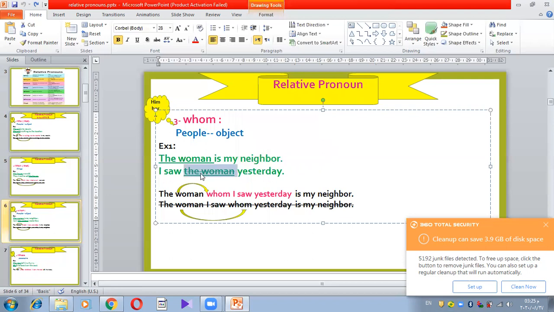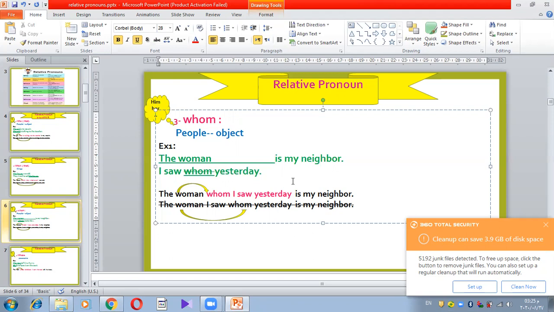So if you are gonna remove person or people in the object position, you are gonna use what? You are gonna use whom in this case. Very good. So I'm gonna put whom where? After what? After the noun it describes. So the woman whom, and then the rest of the sentence. Don't forget, make a space, and then put the sentence in the middle here. So the woman whom I saw yesterday is my neighbor.